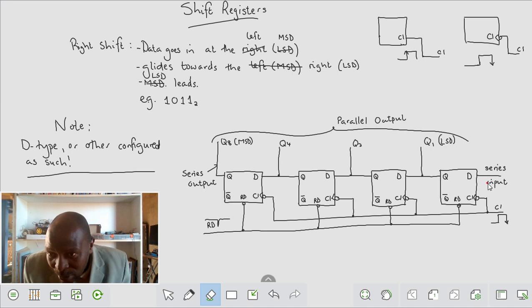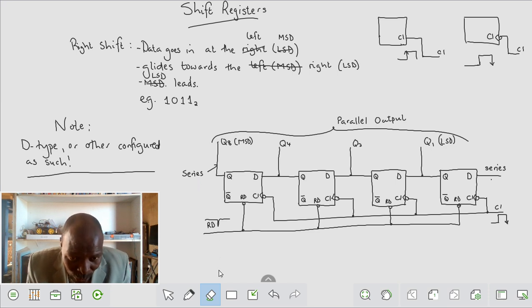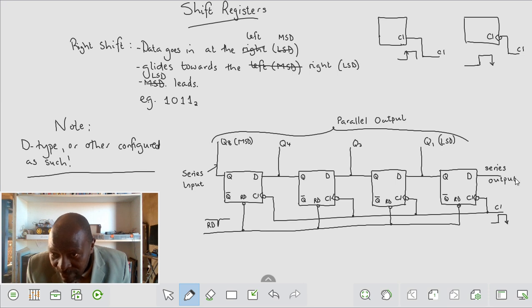Our input is no longer here anymore. This is our output now. Remember I said everything is now opposites. What was the output is now the input. What was the input is now the output. So where we had an output for the left shift, we now have the input for the right shift. The series input is there. Now this one will be the output. We had an input for the left shift; for the right shift, that is the output.